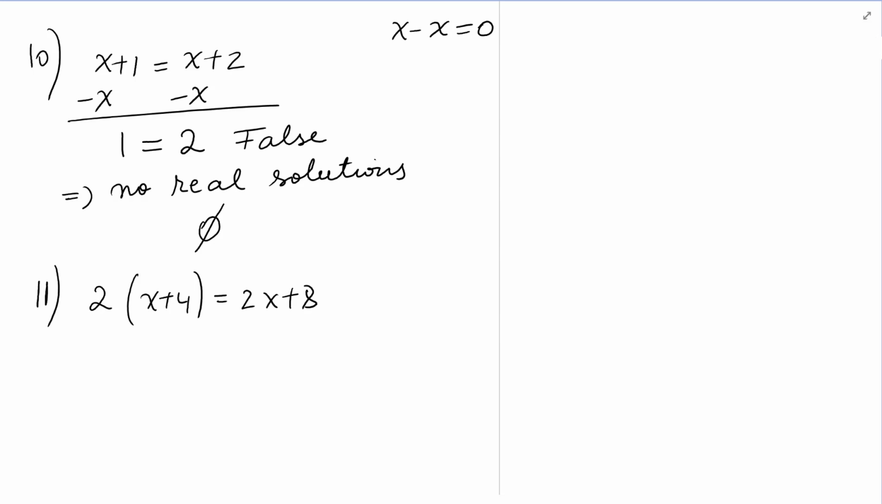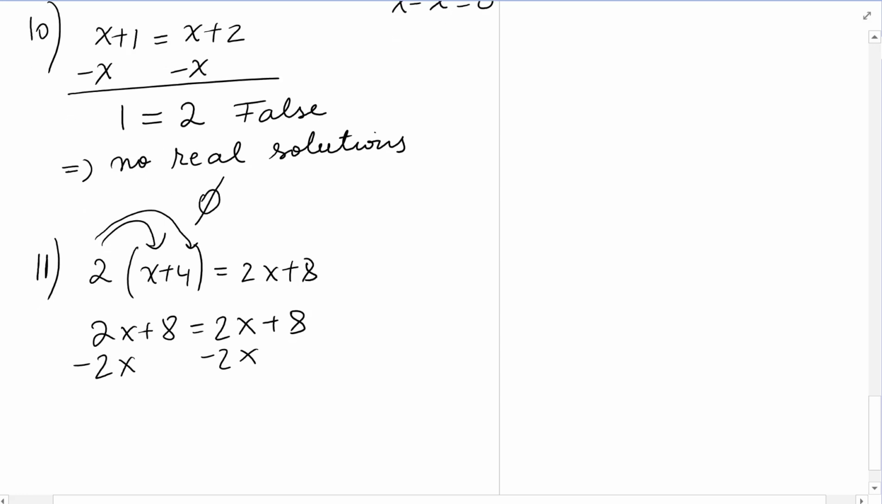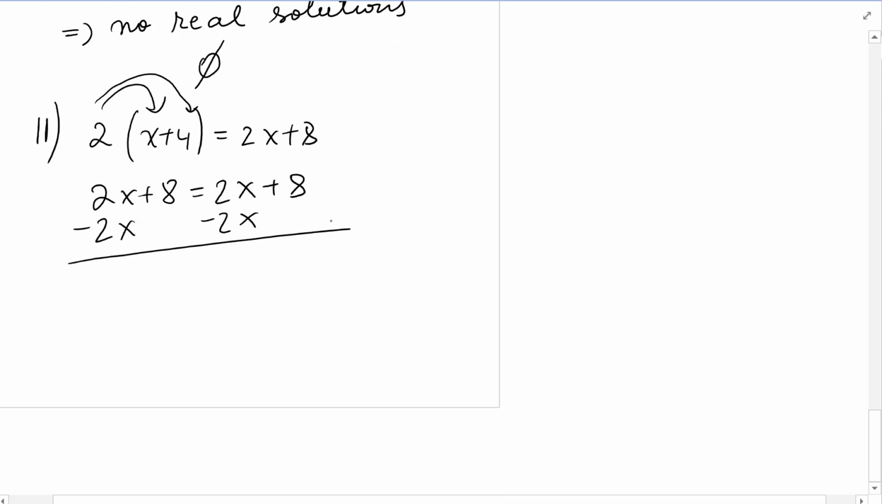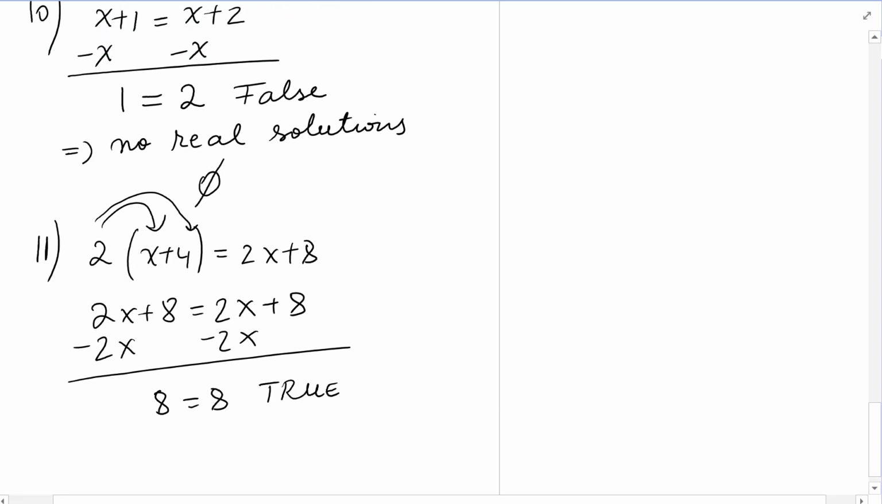Let's solve problem 11. So 11 says 2 times x plus 4 equals 2x plus 8. So let's open the parentheses on the left side. So we get 2x plus 8 equals 2x plus 8. We can subtract 2x from both sides. Now, on one side, 2x minus 2x is 0, so we end up with 8 equals 8, which is true. So, in the previous problem it was false, but here it's true.